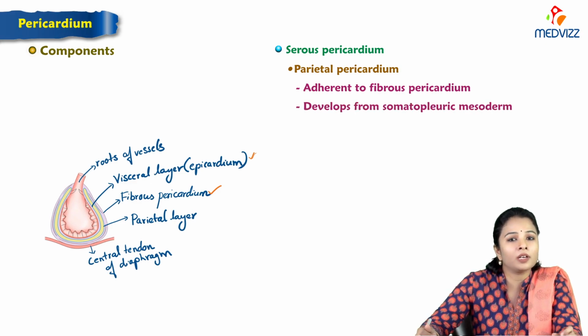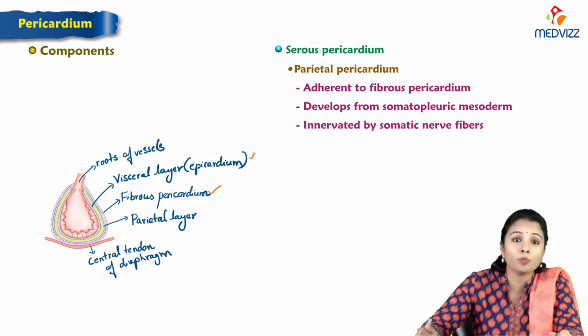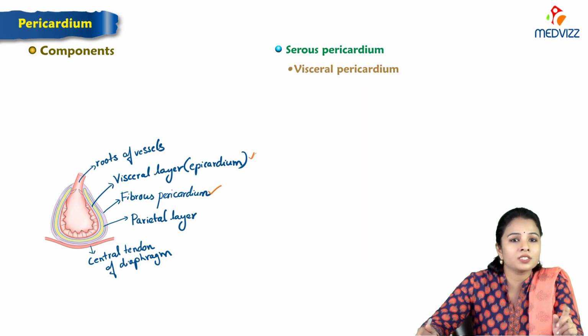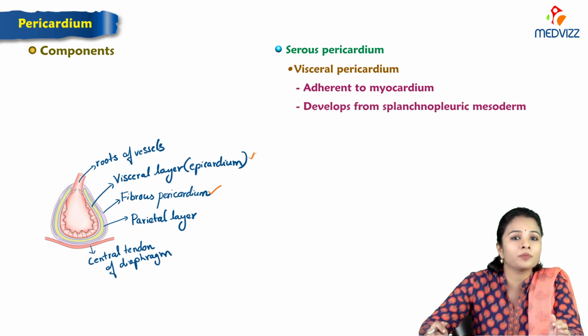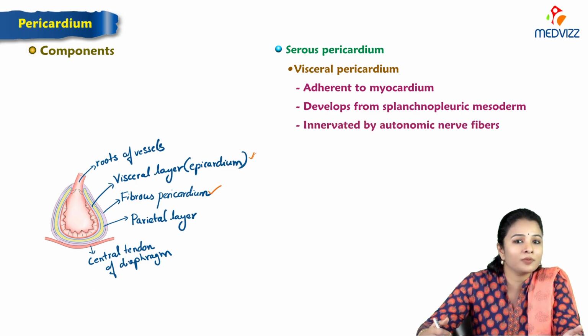Parietal pericardium develops from the somatopleuric mesoderm. So it is innervated by somatic nerves. It is sensitive to pain because it has pain receptors. Next, moving on to the visceral pericardium or epicardium. It is adherent to the myocardium, meaning the outer surface of the heart, and it develops from the splanchnopleuric lateral plate mesoderm. So it is innervated by autonomic nerve fibers and it is insensitive to pain.